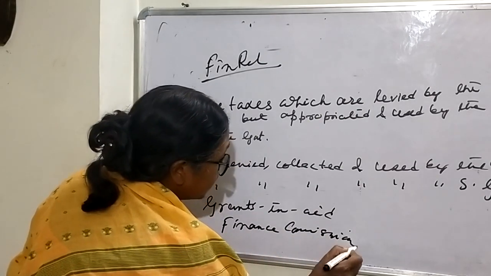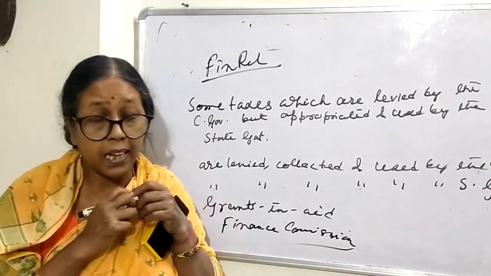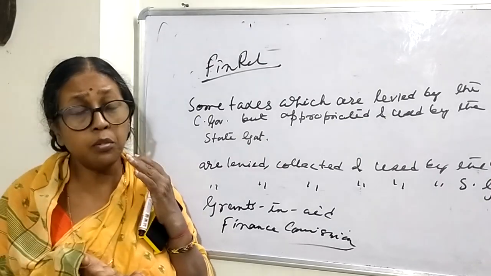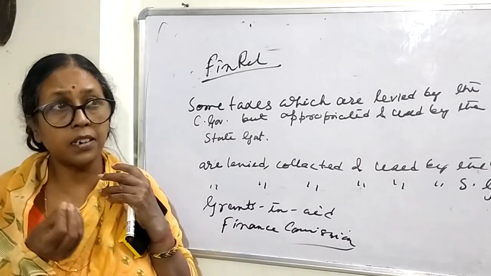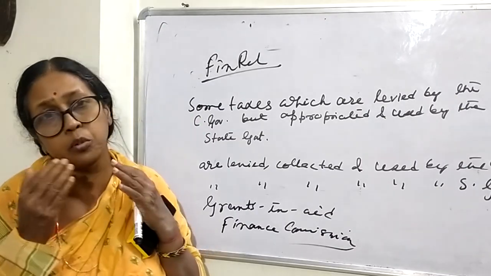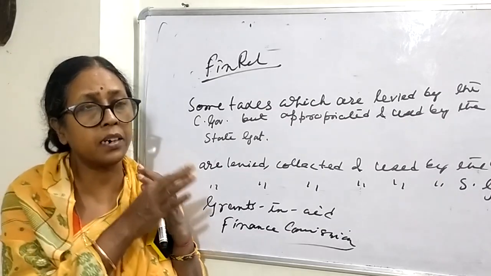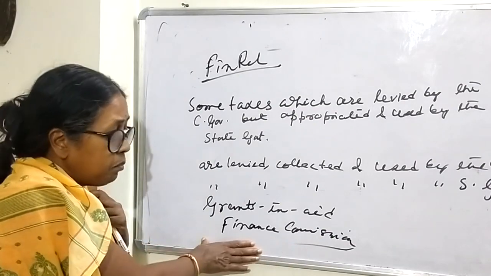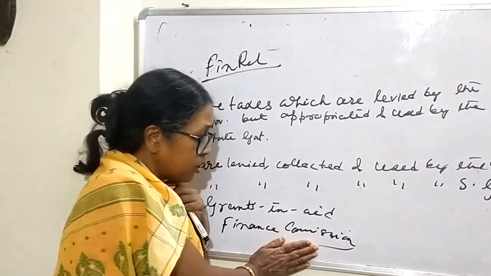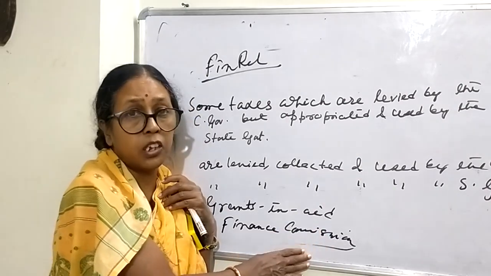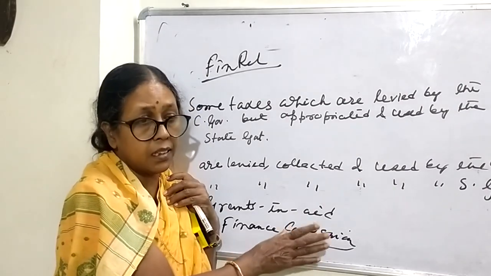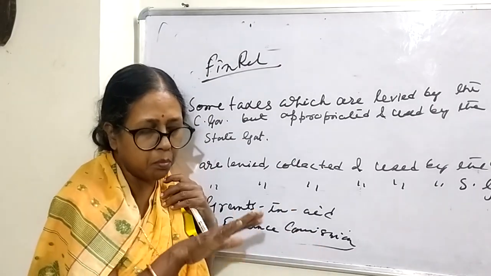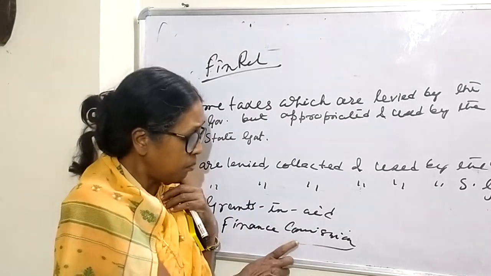Then finance commission. One finance commission is there in India. And what are the activities of the finance commission? The activity of the finance commission is to review the center-state relations, give their suggestions where to improve the relation, where to give the state government more power, or where the central government should enjoy more power. All these suggestions are given by the finance commission. That means the finance commission reviews the financial relation between the center and the state, and from time to time gives suggestions to the central and the state government to maintain a cordial financial relation between them.